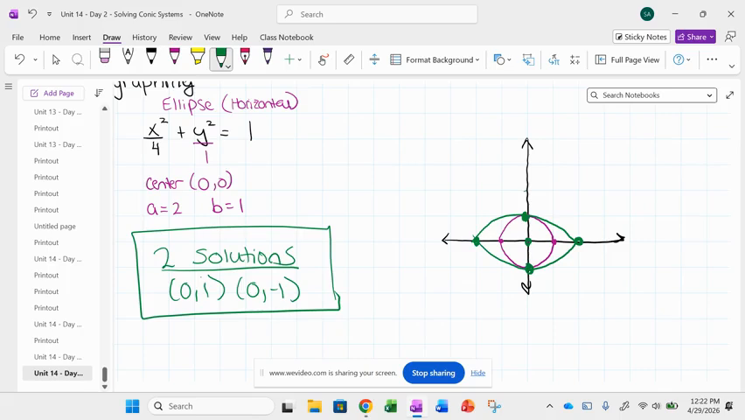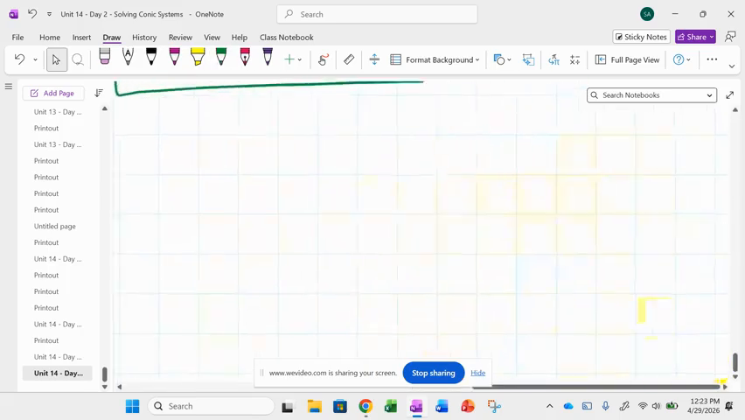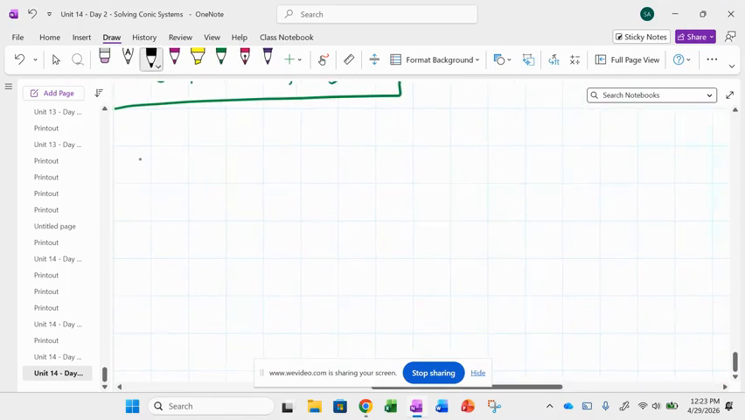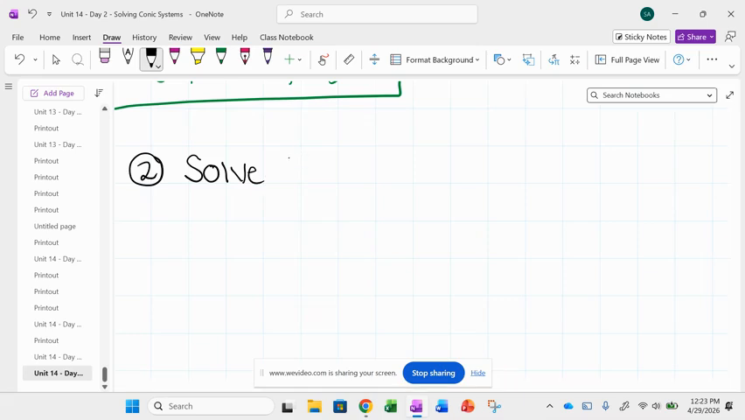Guess what we're going to do now? Solve algebraically. So let's do a problem where we solve algebraically. This is our last problem for today. You do have homework, yes.